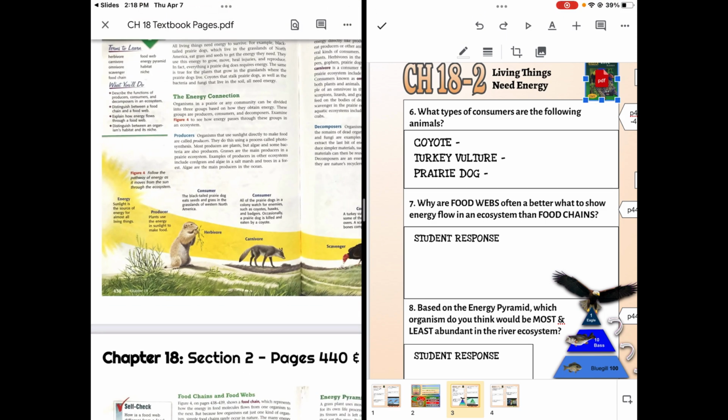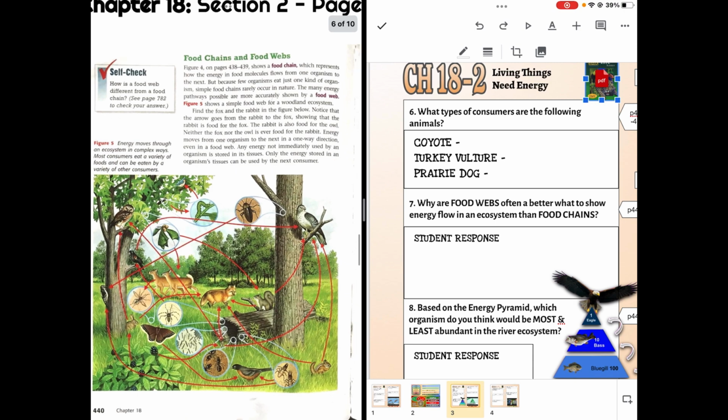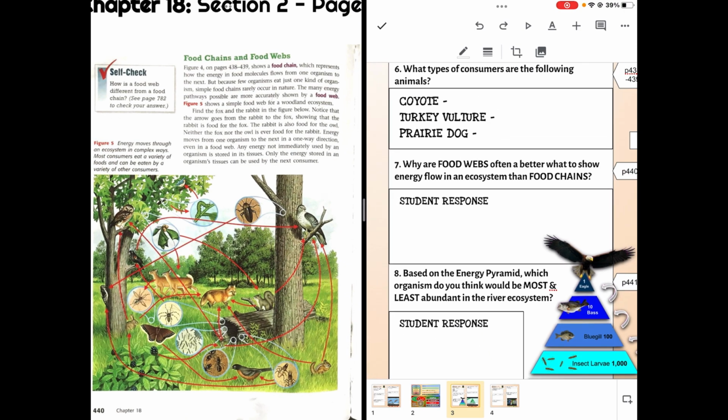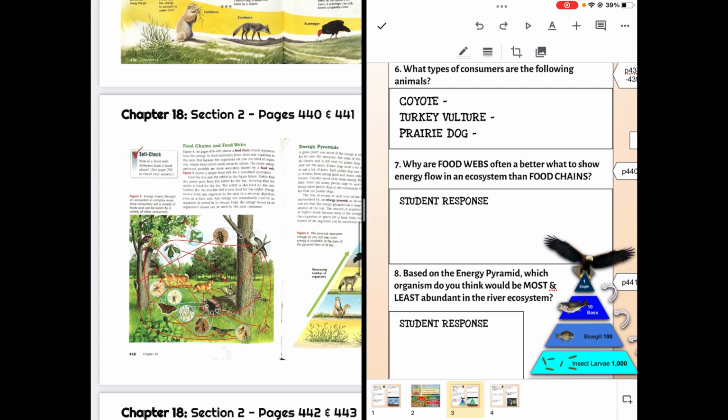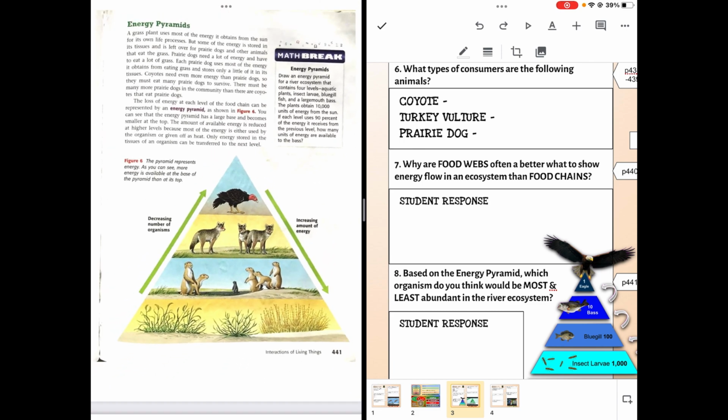A food chain is the simplest way to show how energy goes through an ecosystem, but it's not the best. Now a food web is more complicated. You have to find out why it's better or why a food chain is worse here on this food web page.